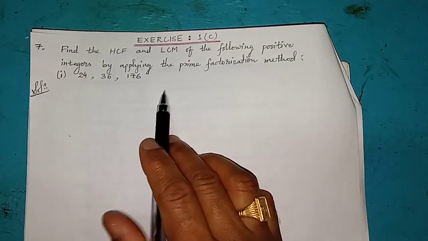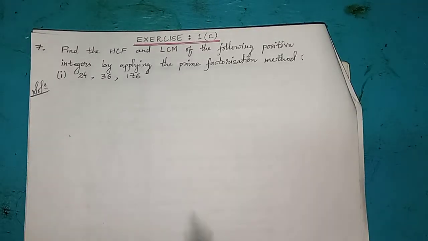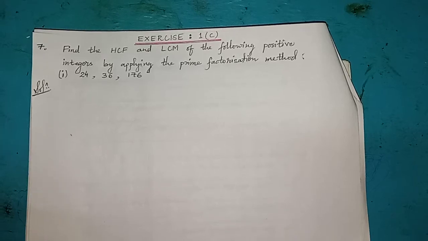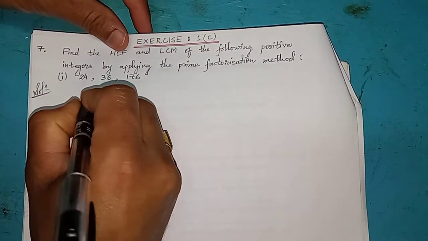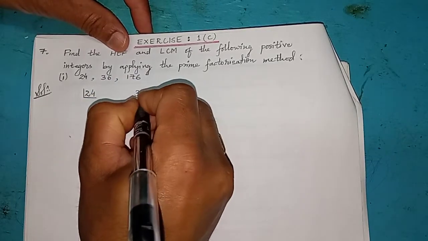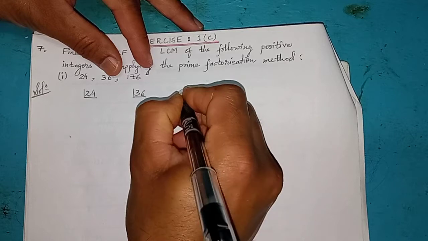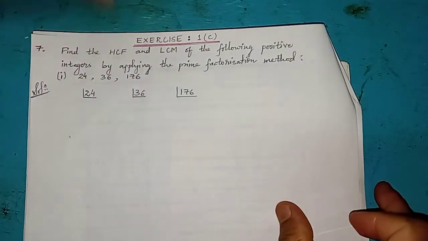that is, more than 2 positive integers. It can be 3, it can be 4. So in this case it's 3 positive integers. Okay, so here we start. First of all, we'll find the prime factorization of 24, 36 and 176 in the same manner that you have learned for other numbers.